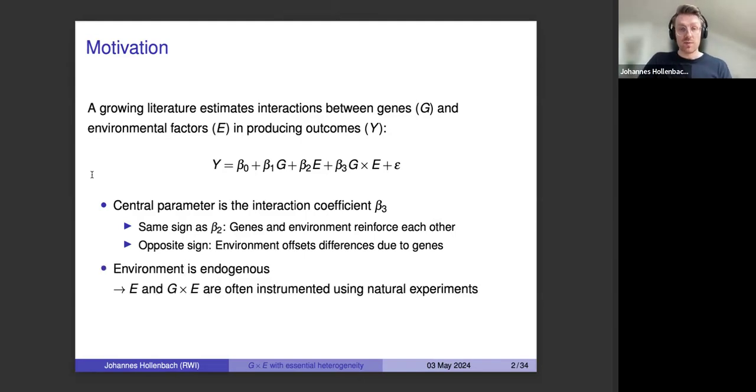Most problematic is that environment is always endogenous. As economists, we're interested in causal inference, and endogeneity is the central problem that we're trying to overcome. Environment is endogenous. So what people usually do is take an instrument, most often a natural experiment, to then instrument your E and G by E.